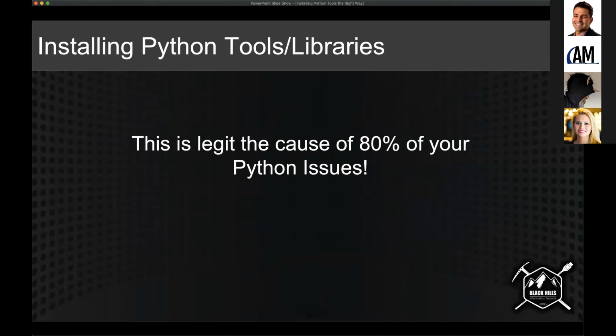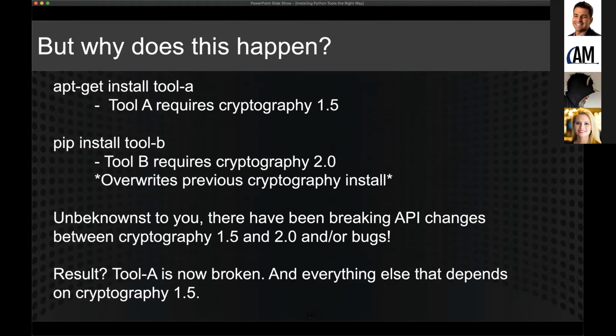This is legitimately the cause of 80% of your Python issues, okay? Like 80% of all of the problems that you have installing tools in Python as an end user is because of this, because users... it's not really well known outside of Python development circles that this happens. And it's not really documented anywhere, which I really have no clue why it isn't. But this is legitimately the cause of most of your Python issues, okay? But why does this happen?